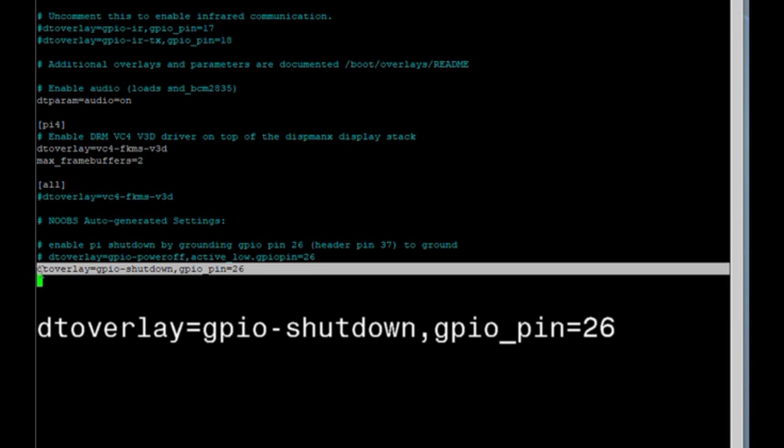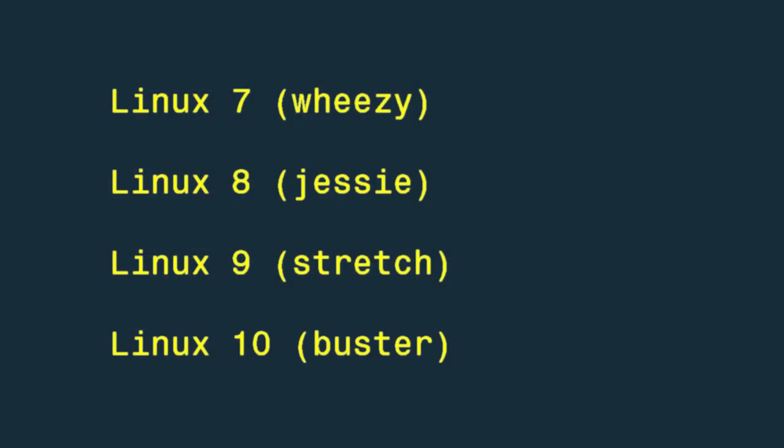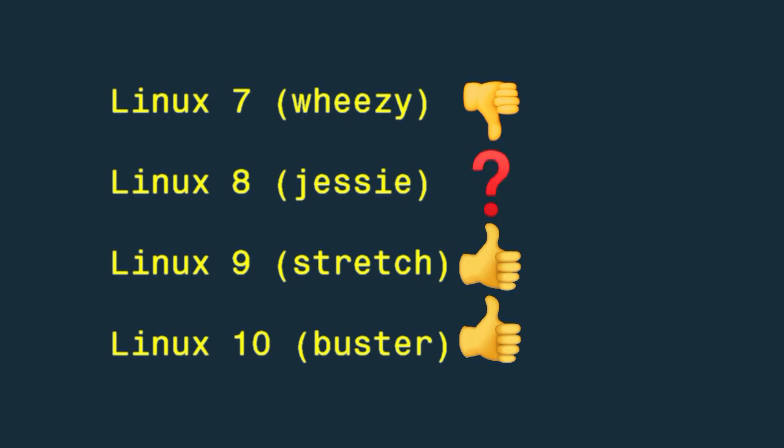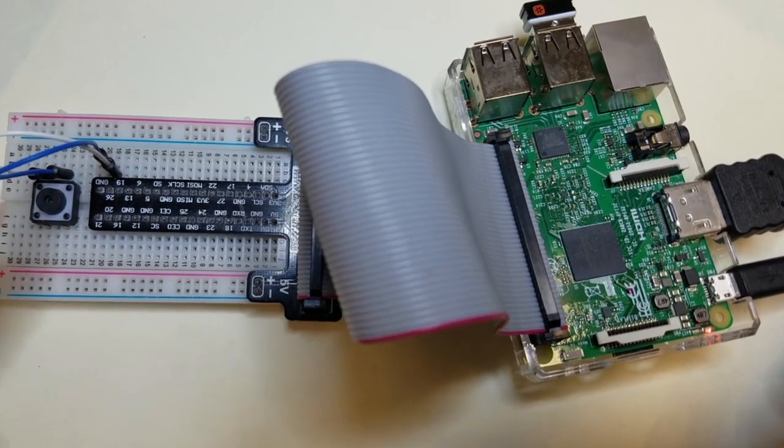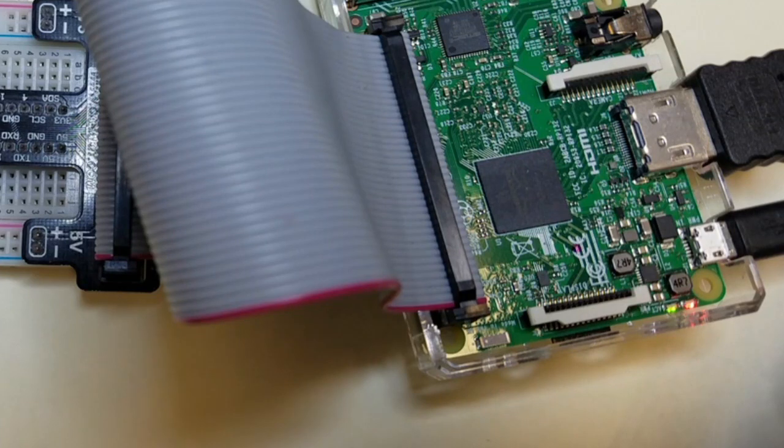I've tested this method successfully on Raspbian Linux 9, which is Stretch, and 10, which is Buster. It did not work on Linux 7, Wheezy, for me. I don't know about Linux 8, which is Jessie. Here's a Raspberry Pi 3B with a shutdown switch. It only takes a few seconds after I press the switch before it safely shuts down. After that time, you can safely remove the power.